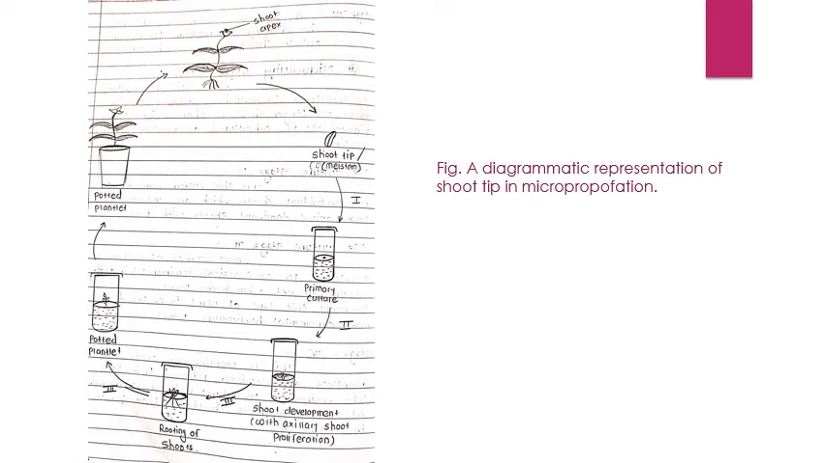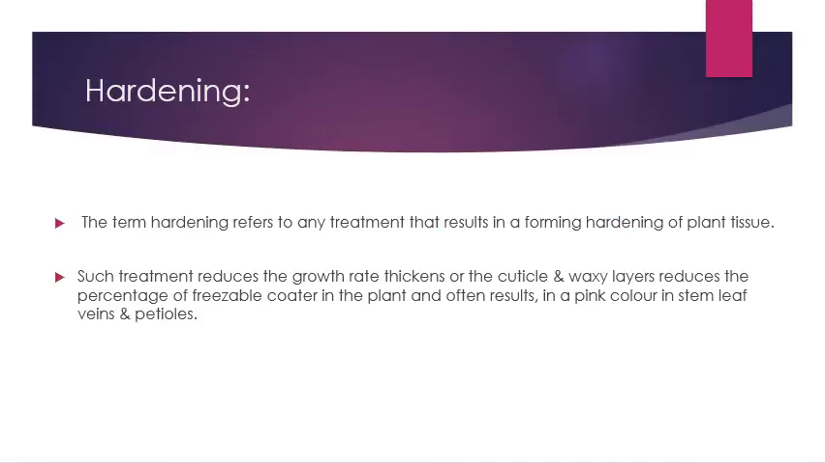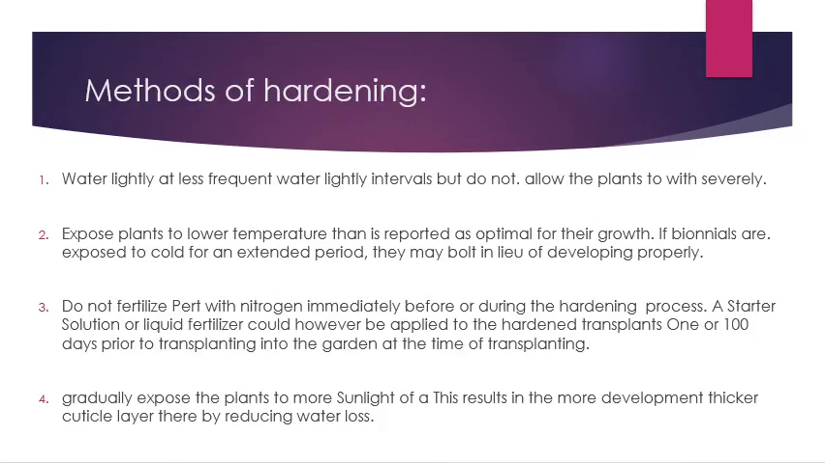Diagrammatic representation of shoot tip in micropropagation. Hardening. The term hardening refers to any treatment that results in hardening of plant tissue. Such treatment reduces the growth rate, thickness of the cuticle and wax layers, reduces the percentage of freezable water in the plant, and often results in a pink color in stem, leaf veins and petioles.